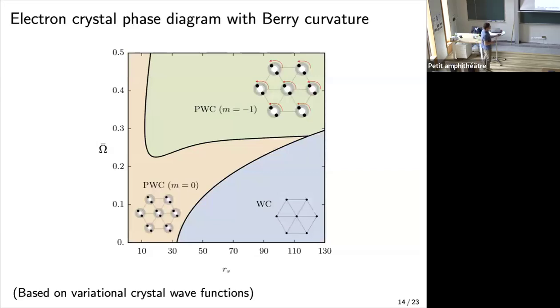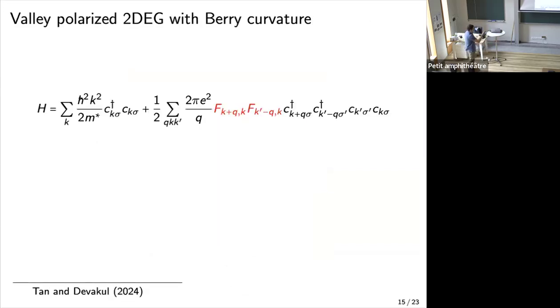So let me explain to you where this phase diagram comes from. The model we will consider is a valley polarized two-dimensional electron gas with Berry curvature. The Hamiltonian is very similar to the one we already had, though now it's written in a second quantized form. So we have p²/2m electrons, spinful electrons. They carry a spin degree of freedom, interacting by Coulomb forces. This is just the Fourier transform of the Coulomb interaction in 2D. But the way that the Berry curvature is included is with these form factors.